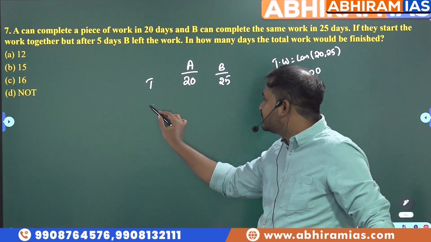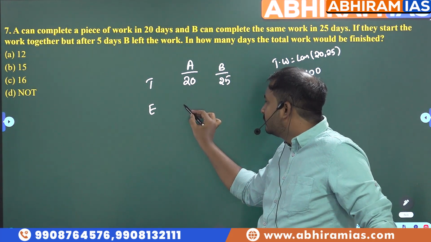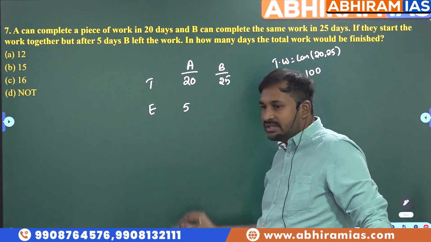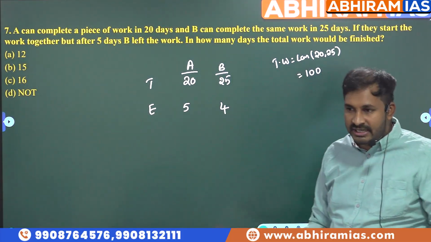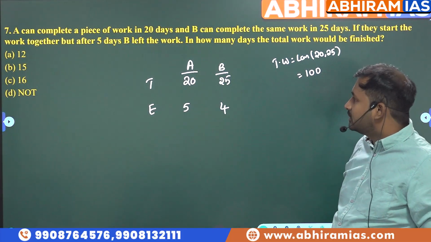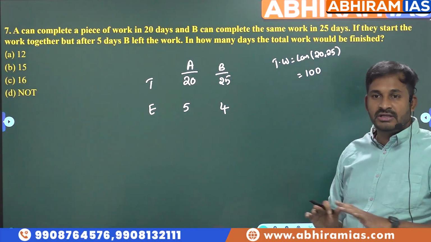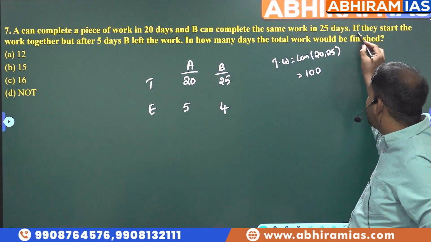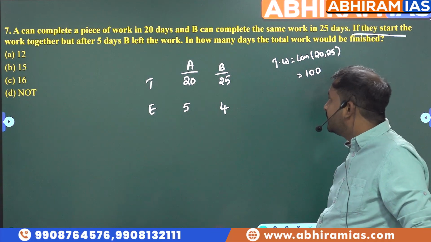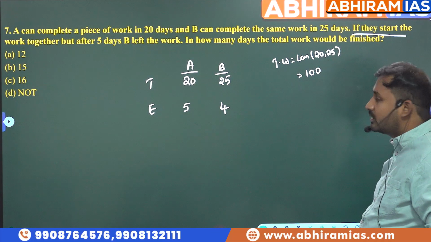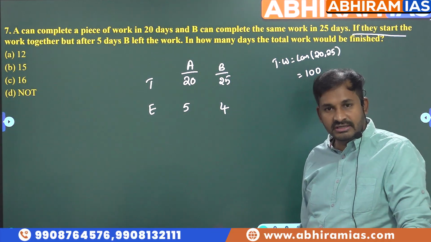Now, tell me what is the efficiency of A here? 100 by 20, which is 5. What is the efficiency of B? 100 by 25, which is 4. Right? This is the data which we came to know. Now, the question: they are not working together from first to last. They have given some cases. If they start the work together, but after 5 days B left the work, in how many days will the total work be finished? That is the question, right?